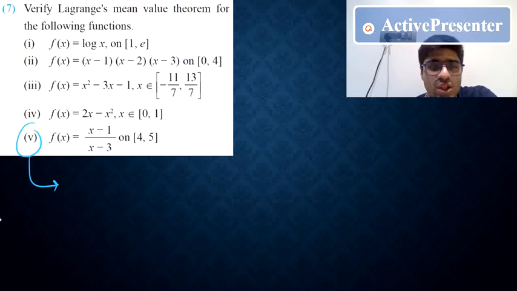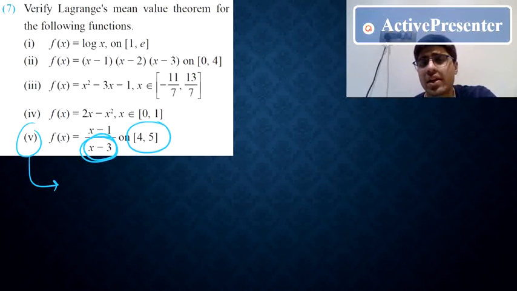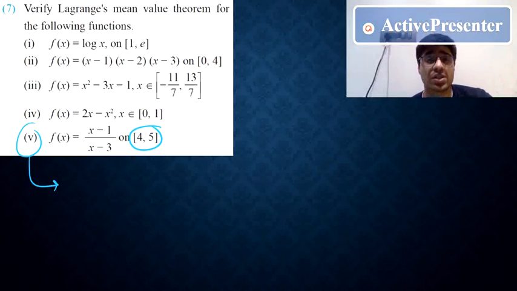Let's take this one last question for this video. The given function is continuous and differentiable everywhere in the given interval. The only point where it would have been discontinuous is x equal to 3, but it does not lie in the given interval. So talking strictly of the given interval, the function is continuous and differentiable everywhere in the interval 4 to 5. So Lagrange mean value theorem conditions are satisfied.